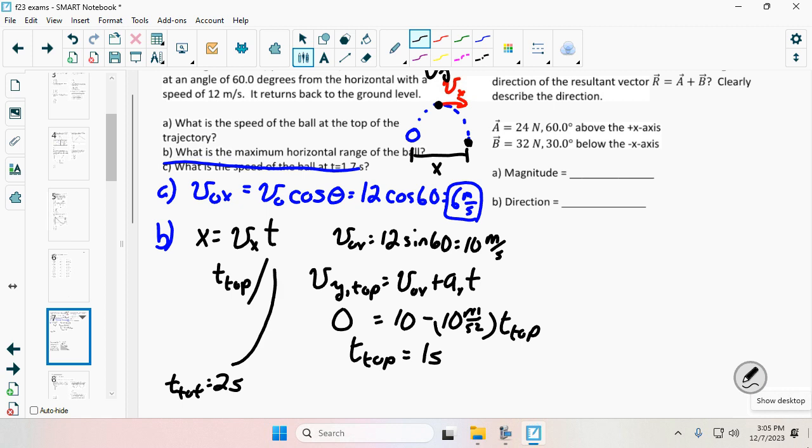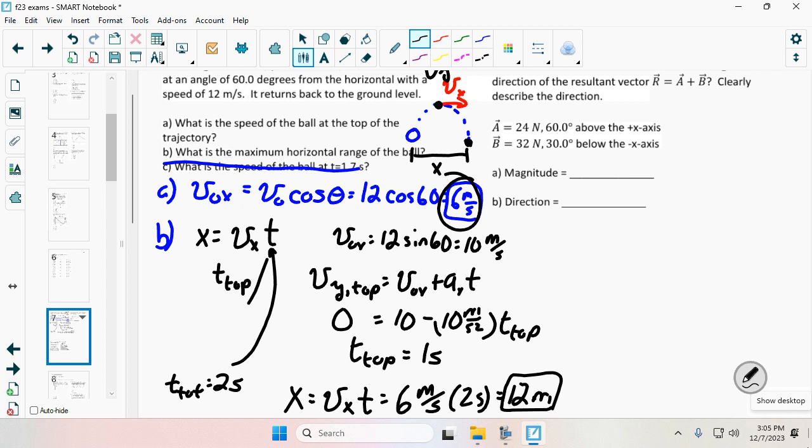And that's the time that needs to go right here. So if I want to find x, x is equal to vx times t. That is vx is 6 meters per second, the same as what I found for the initial velocity in the x direction, times 2 seconds, or 12 meters. All right, so that one's a little more involved.